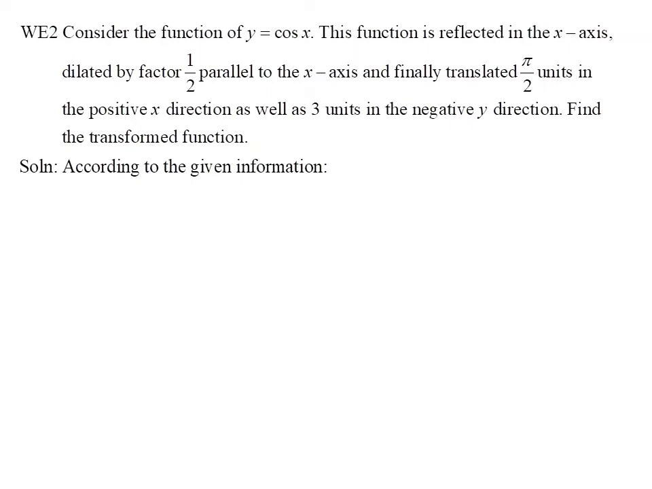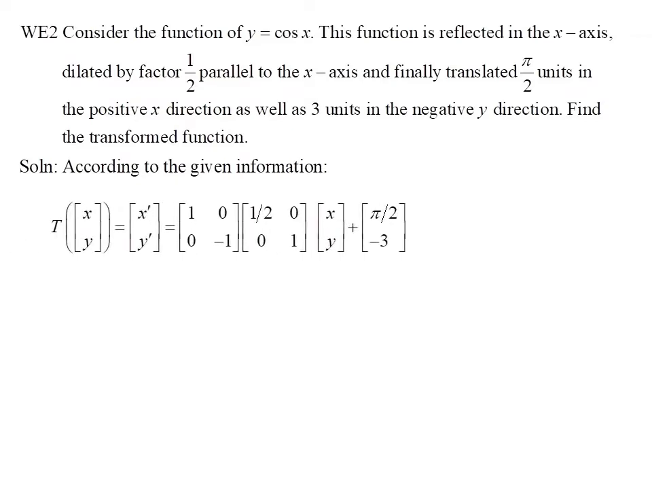In example 2, the original function is a cosine function. The question is to show the transformed function with the following transformation: reflected in the x-axis, dilated by factor half parallel to the x-axis, translated pi over 2 units in the positive x direction, and 3 units in the negative y direction. To answer this question, we set up the matrix transformation for the reflection in the x-axis, followed by the matrix transformation by a dilation factor of 2 parallel to the x-axis.